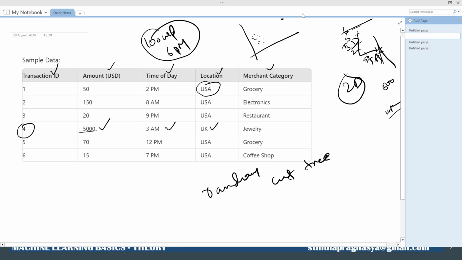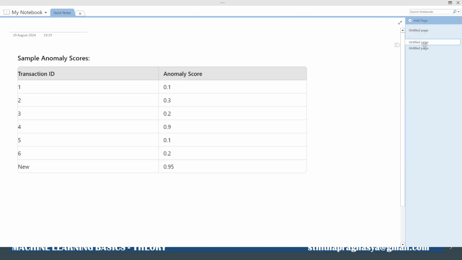Okay. So the sample anomaly scores I have right here will look something like this.